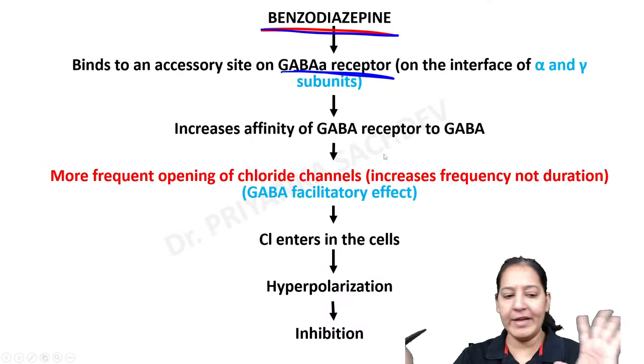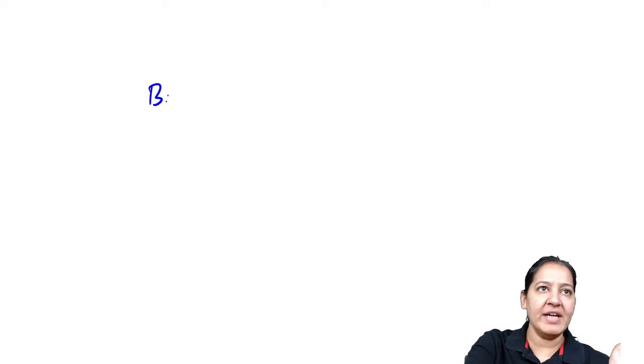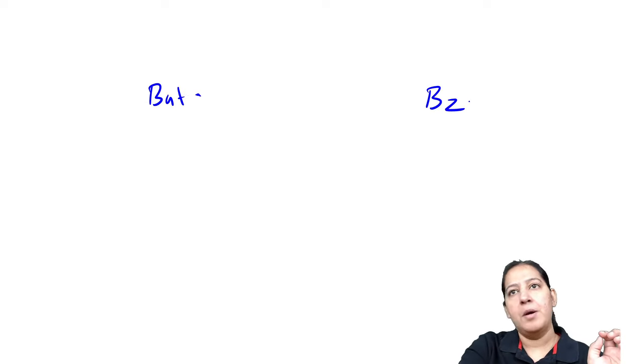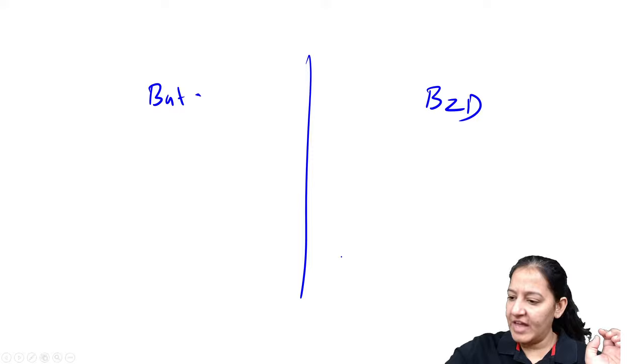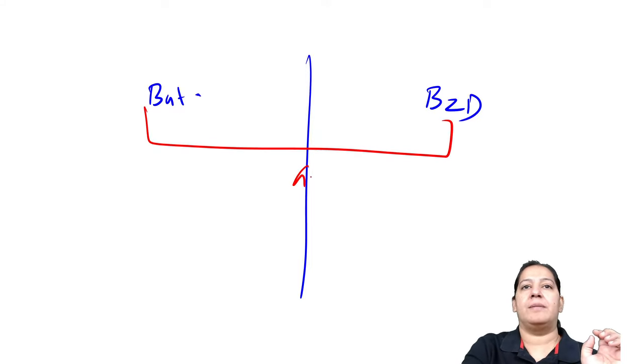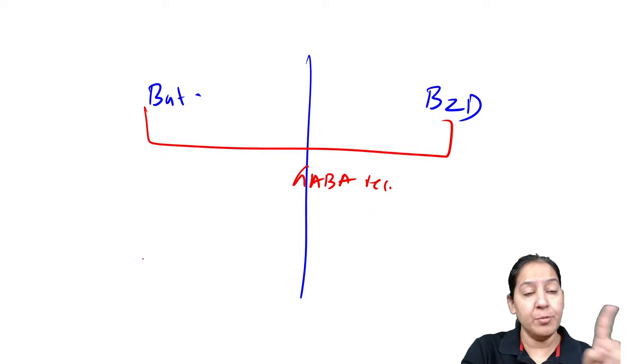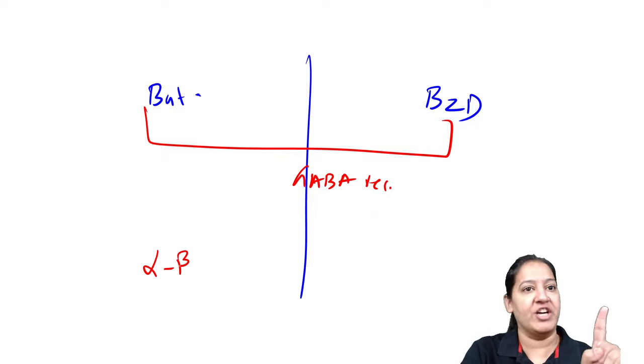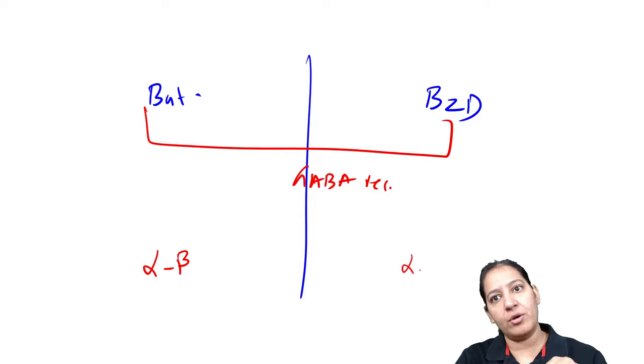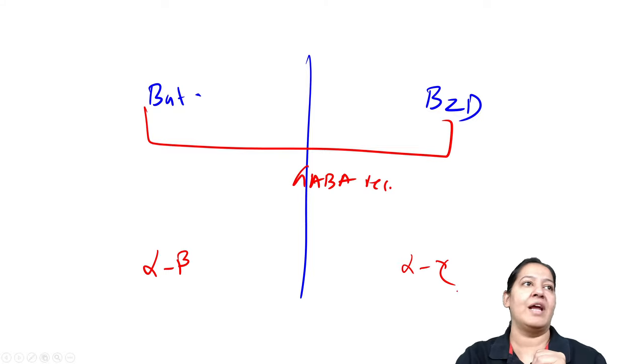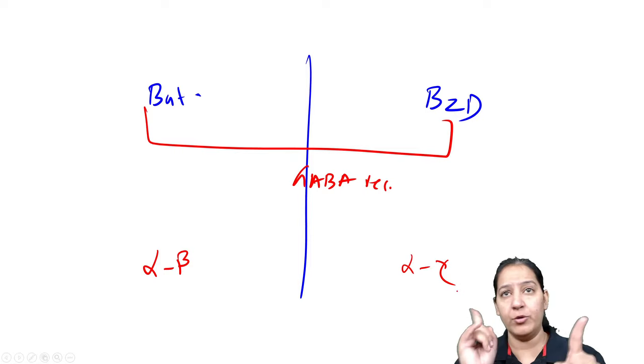So what is my point to tell you here? Barbiturates and benzodiazepines both act on the GABA receptor, but their site of action is different. Where on the GABA receptor will they act? Barbiturate acts on the alpha beta junction, and benzodiazepine acts on the alpha gamma junction. That is my point for MCQ purposes. Give me a thumbs up if you got it. Remember this for MCQs.